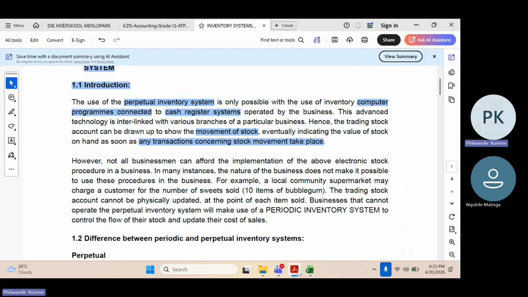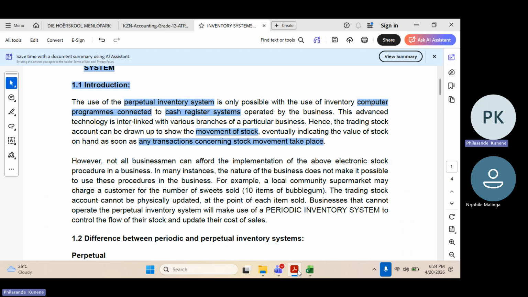What you can see at ShopRite when you're buying something and they scan it, that is a computerized system. They're using the perpetual inventory system at ShopRite, because as soon as you buy something, the stock is updated on the computer automatically.